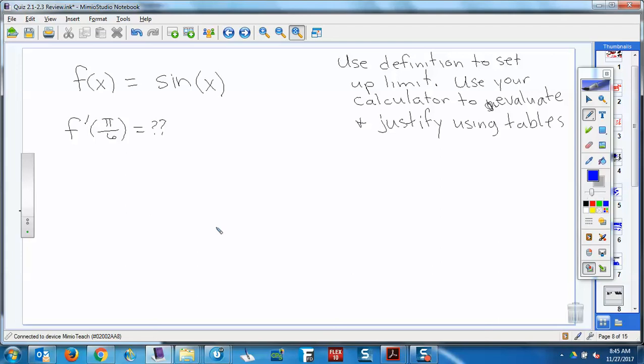The definition of the limit, or the definition of the derivative. Okay, so when you hear definition of derivative, you all got to know that's that f of a plus h, that whole thing.